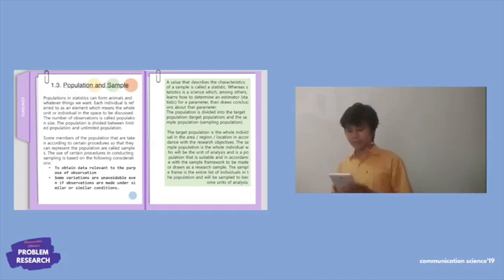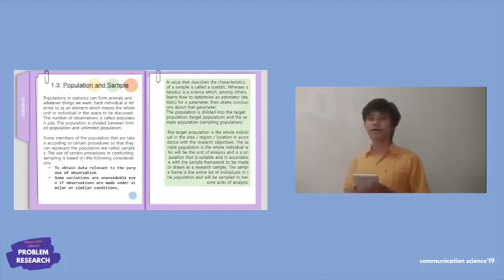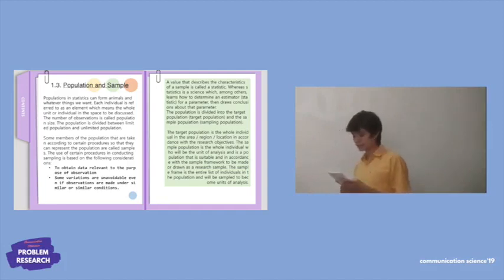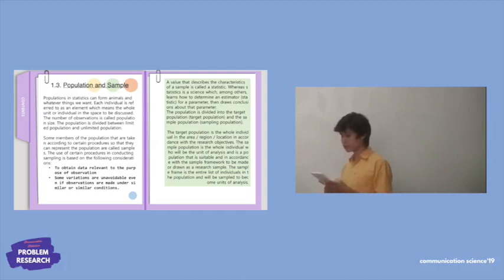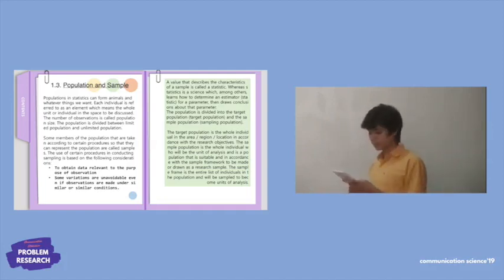Next slide, last slide. A value that describes the characteristics of a sample is called a statistic. Whereas statistics is a science which, among others, learns how to determine an estimator statistic for a parameter, then draws conclusions about the parameter. The population is divided into the target population and the sample population, also known as the sampling population.